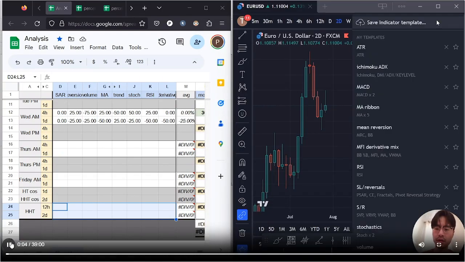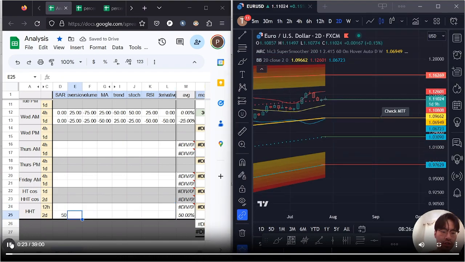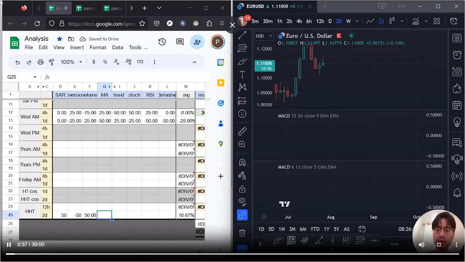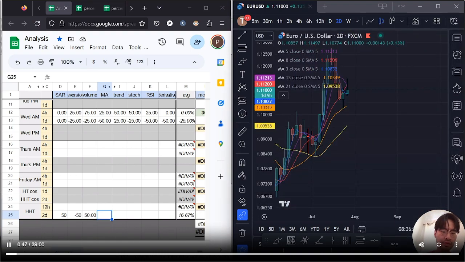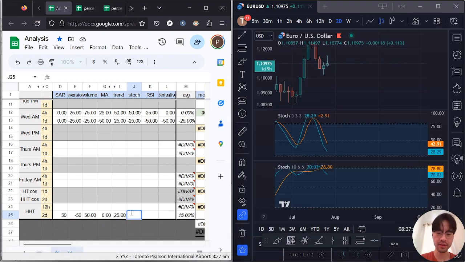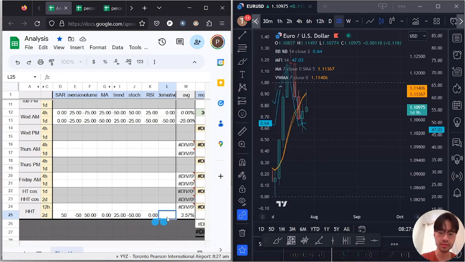All right, let's do this on the 2-day. AR, give it a 50. Inversion, give it a minus 50. Volume, give it a 50. MACD, I'll say even the 0. And the 25. Stochastics, negative 50. RSI, 0. Derivative, 0.